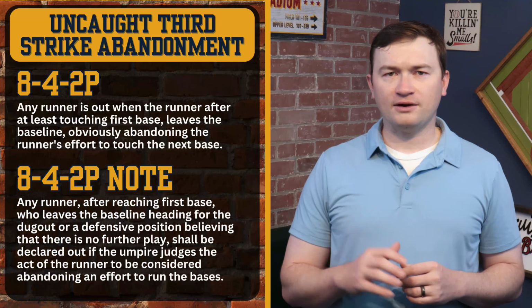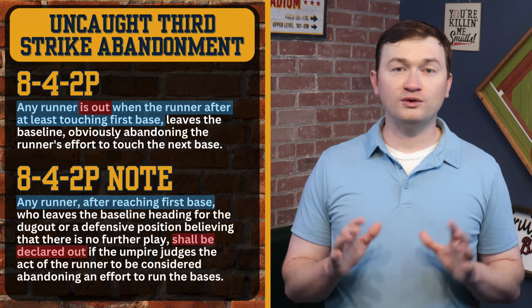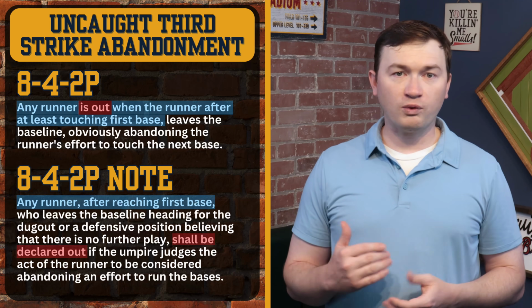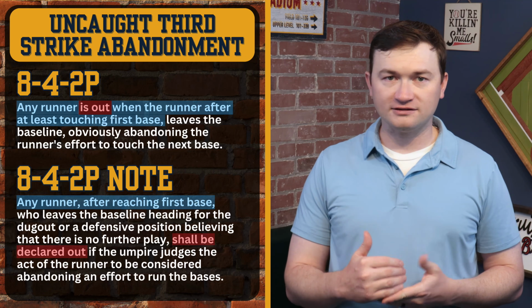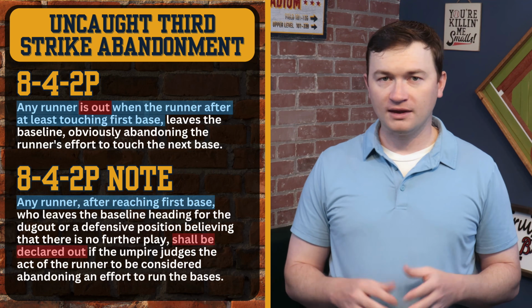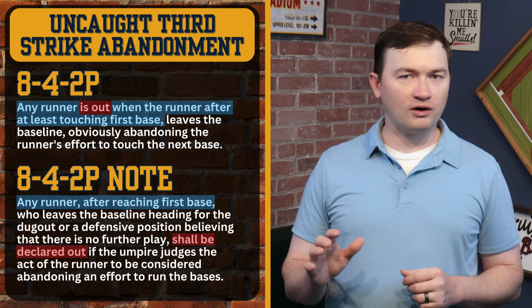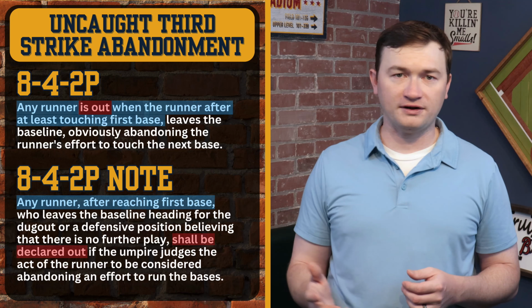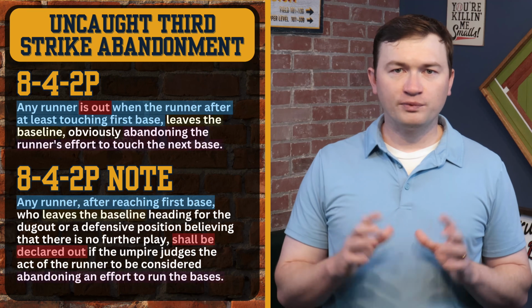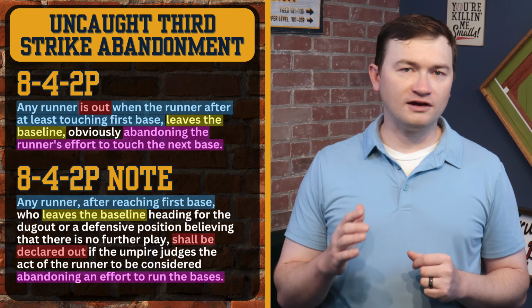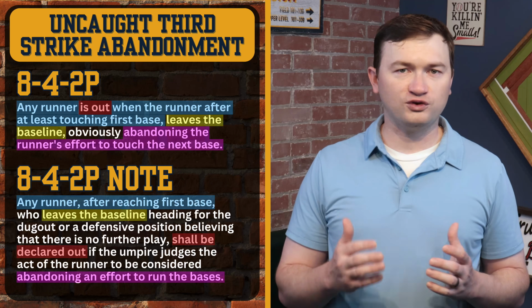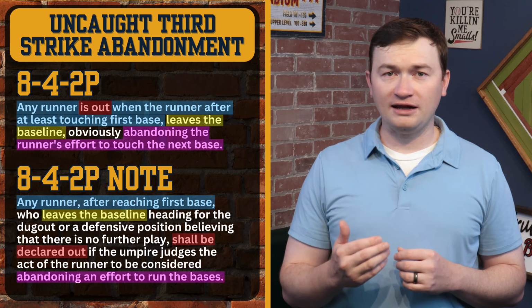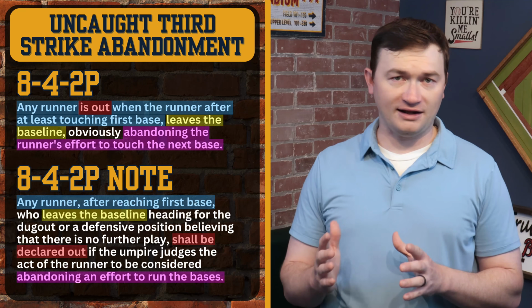So let's break that down. First, the rule applies to any runner after that runner has touched first base. So once our batter runner touches first base, this rule can apply to him. And obviously, it can apply to R1 as well because R1 had already reached first before the play started. The important phrase is this: leaving the baseline, obviously abandoning the runner's effort to touch the next base. That is the key to this rule, and the word we need to focus on is abandoning.